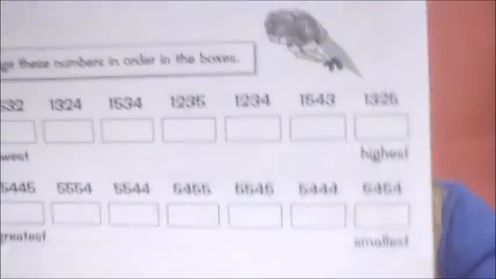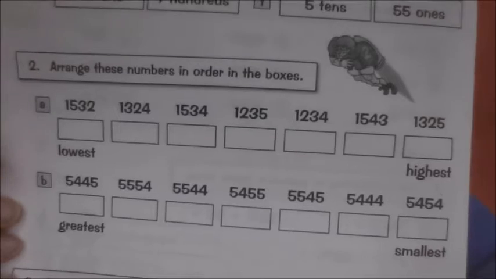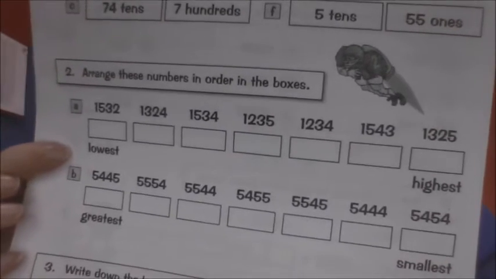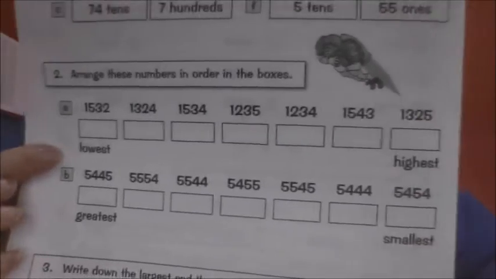Now, question number 2. It's asking you to arrange these numbers in order in the boxes. Now, for A, we're looking at the lowest going all the way up to the highest. Now, whenever I'm ordering numbers, I always start in my thousands column, the one closest to your left. But all of my thousands today are a 1, so the numbers are all 1,000 and something. So I can't use that to help me.